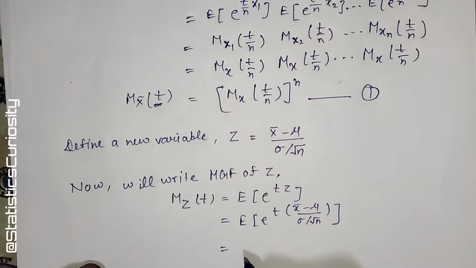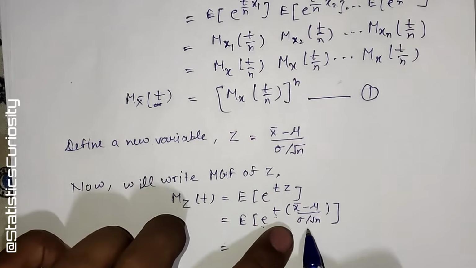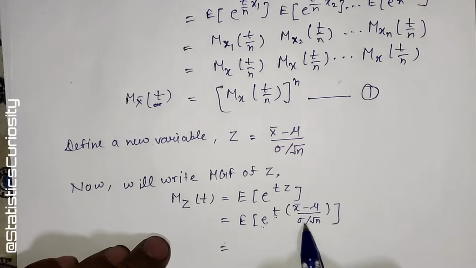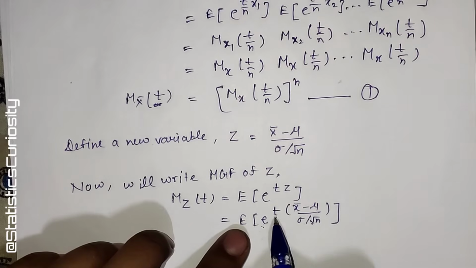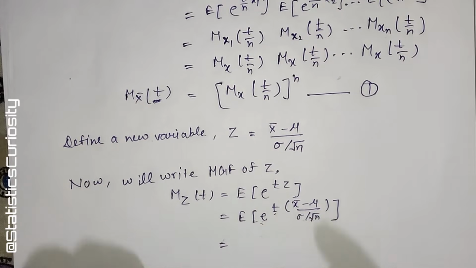Now taking every constant value outside the expectation, there will be two terms: e raised to the power t times X bar divided by sigma under root n, which will be the first term, and e raised to the power t times minus mu divided by sigma under root n. This second term will be constant, so we will keep this term outside the expectation.